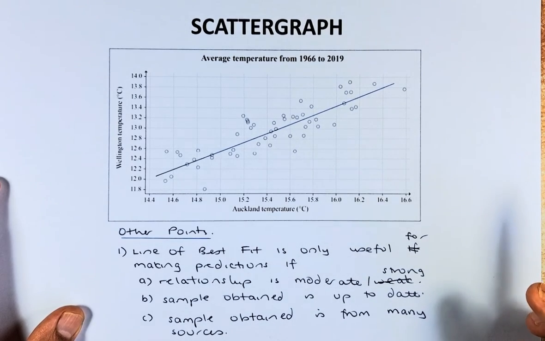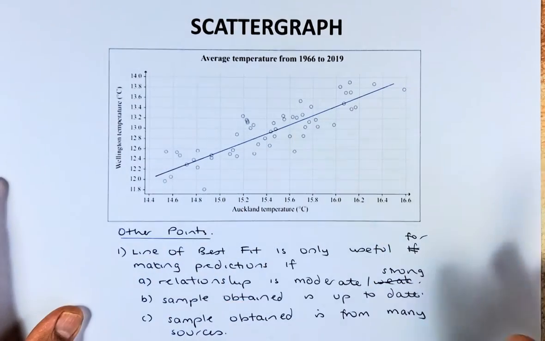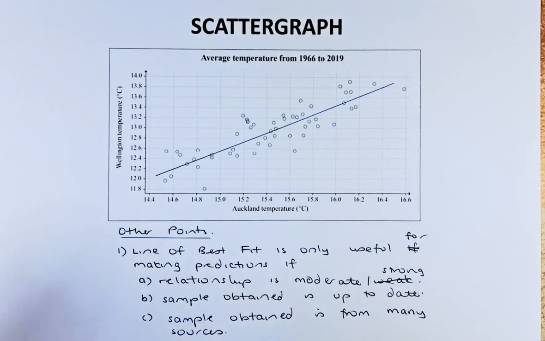For example, if you get data from only one school, then it cannot be used to represent the whole of New Zealand. You must get a good sampling technique so that the data can be used to represent the population of New Zealand school children. So that is all I need to talk about scatter graph.